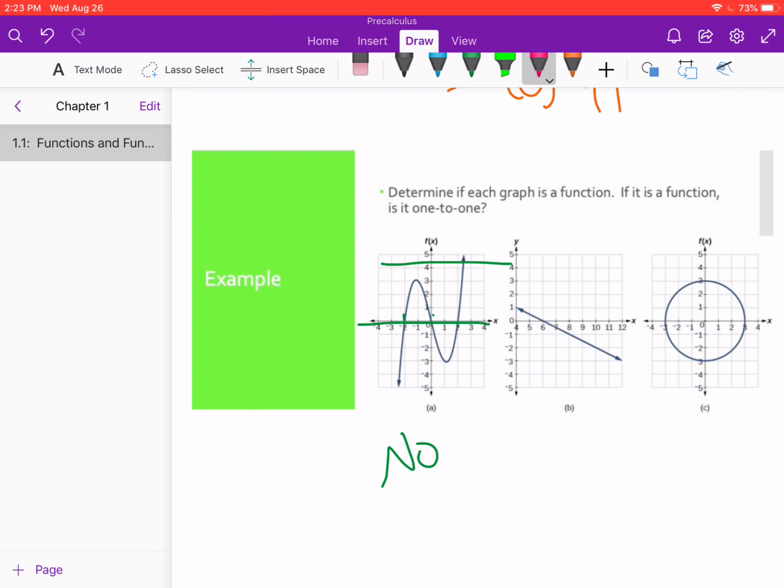With this next one, the vertical line test, remember, tells us if it's a function. It is a function. Awesome. Let's check for one-to-one. That means we're going to do the horizontal line test, and it looks like anywhere I can draw a horizontal line, it's not going to pass the function more than once. So yes, this is a one-to-one function.